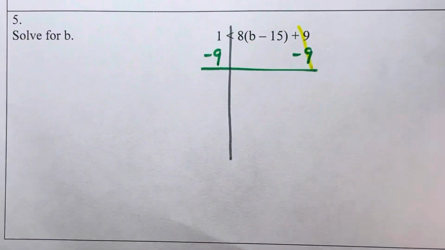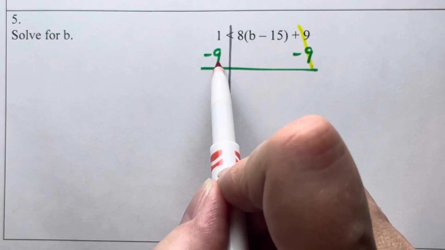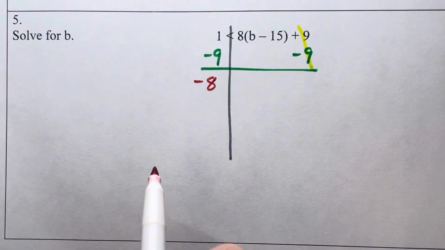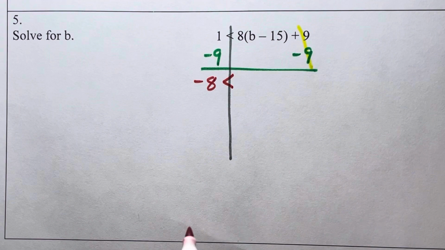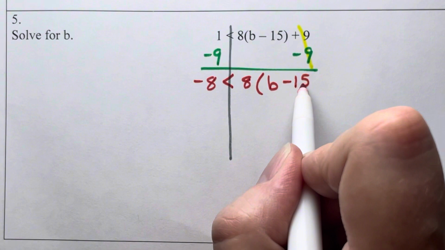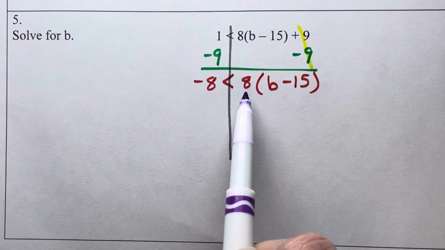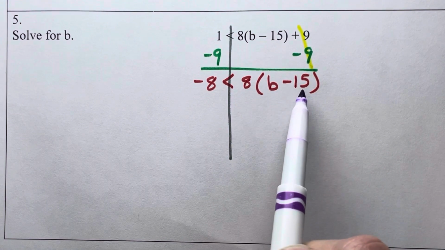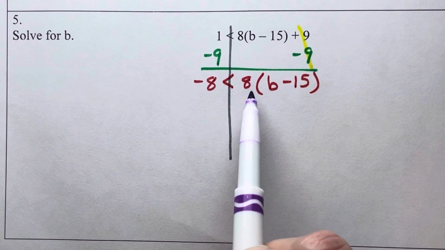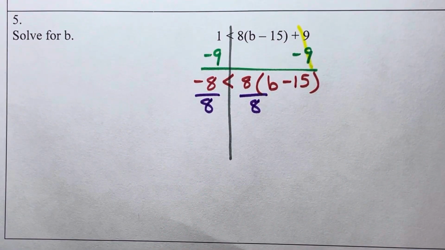Now that our 9s can cancel out on the right side of the river, we see that 1 minus 9 is negative 8, less than 8 times the quantity of b minus 15. All right. Now we can get rid of the 8 that is in front of the parentheses. And things that are multiplying, you get rid of by dividing on both sides of the river. And we did that to get rid of our 8s on the right.